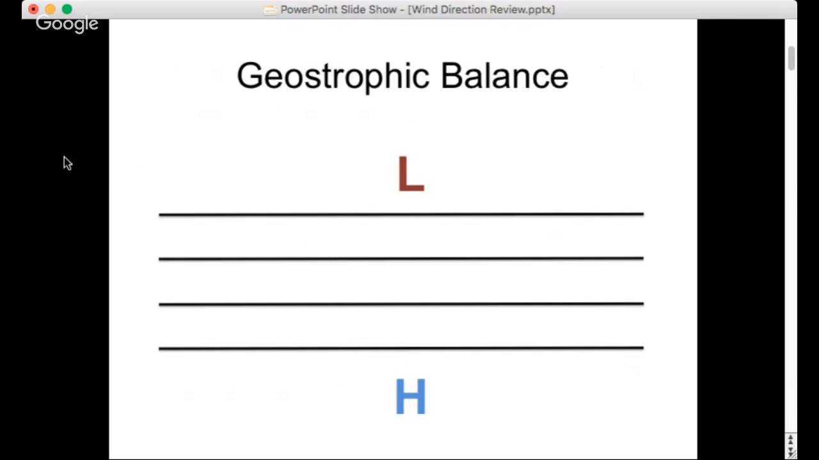Okay, so let's also review this concept of geostrophic balance. So here are lines on a map. If you're looking at a 500 millibar map, these are lines of constant height. Or at the surface, these are isobars, lines of constant pressure. And we have high pressure down here at the bottom of the screen and low pressure up here at the top of the screen.